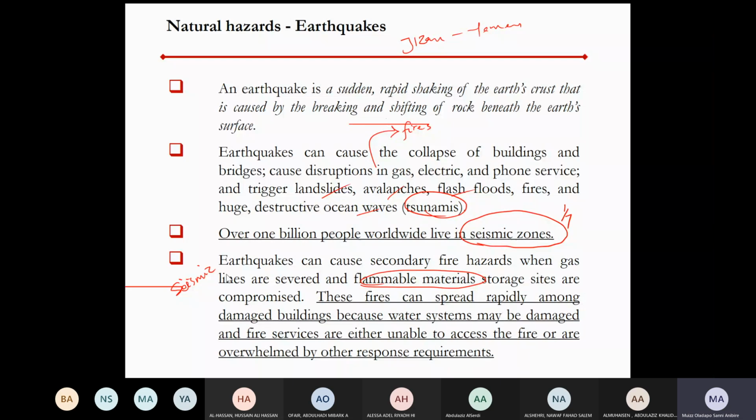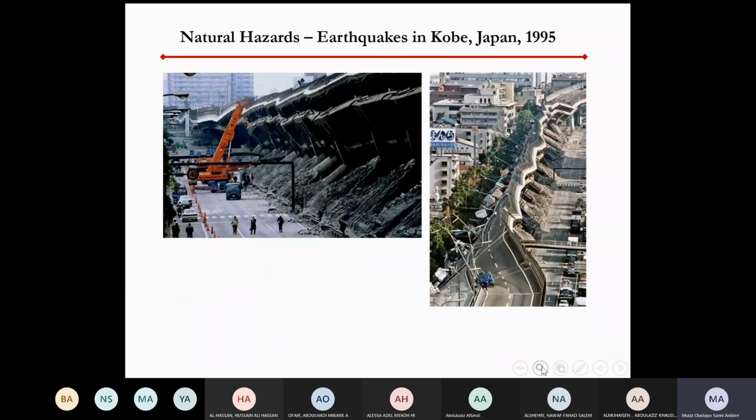Now, these fires can spread rapidly among damaged buildings because water systems may be damaged and fire services are either unable to access the fire or overwhelmed by other response requirements. This is one of the challenges that you face when you have earthquakes. It will be difficult for fire service people to get to those areas where there's an earthquake and fight the fires, because they cannot get access to the place or because they have other things they are trying to respond to. And because of that, these fires could spread across to other buildings and other facilities.